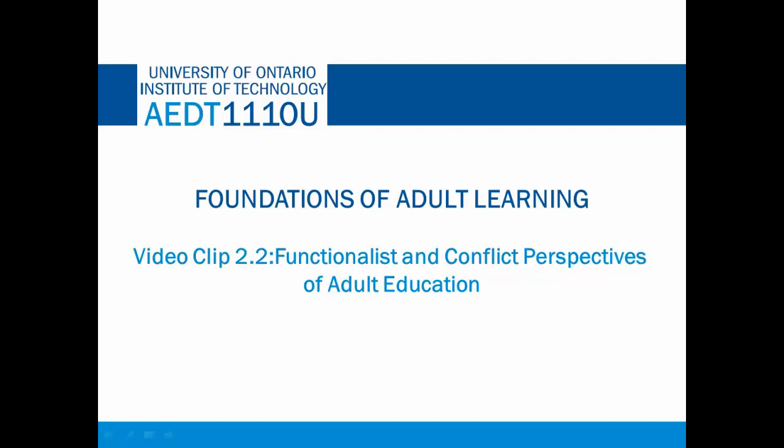In this video, we'll look at two of the main sociological approaches to the study of adult education, functionalism and conflict theory. Both of these perspectives can be referred to as macro-level theories, as they are concerned with the larger social, global, and societal level of sociological phenomena.